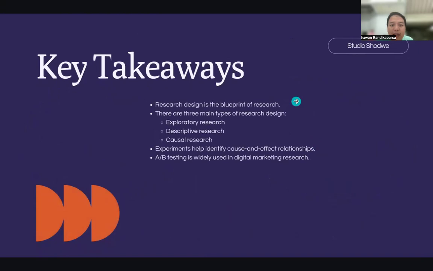And this is the key takeaway. To conclude, research design is the blueprint of the research project. There are three main types of research designs: exploratory, descriptive, and causal research. Experiments help identify cause and effect relationships, and A/B testing is widely used in digital marketing. Understanding research designs helps researchers collect the right data and generate meaningful insights.